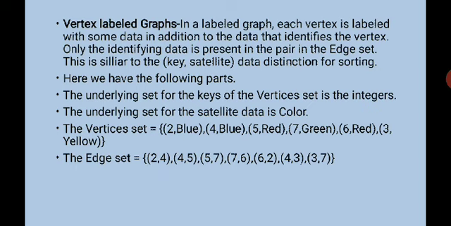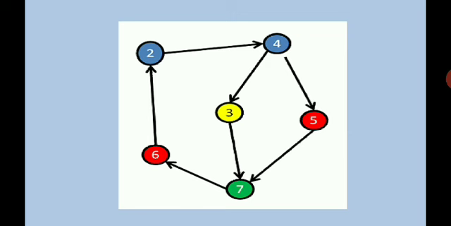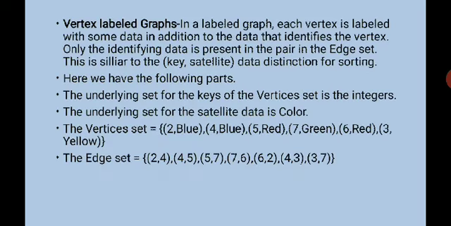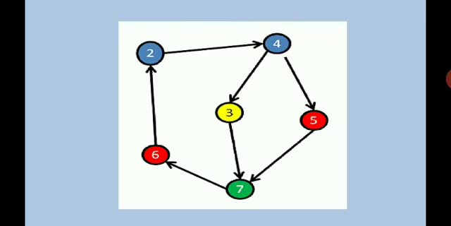So the underlying set for that satellite data is the color. The key is of course the number that is written there. So 2 comma blue, 4 comma blue, 5 comma red, 7 comma green, 6 comma red, 3 comma yellow, right? And you have an edge set: 2 4, 2 2, 4 4, 2 5. So the edge set doesn't have any difference, only the vertex will have. It will have 2 data.